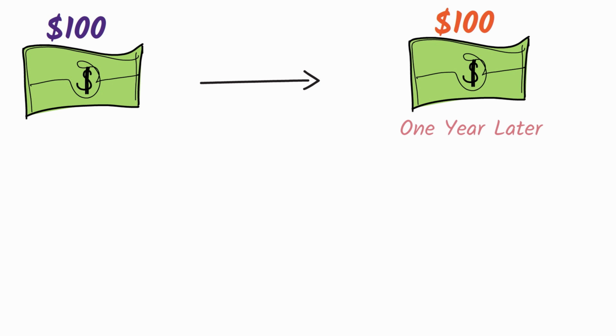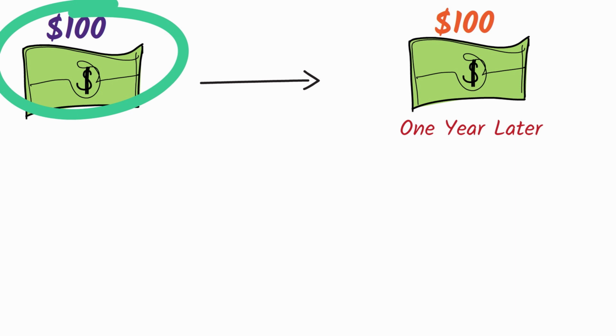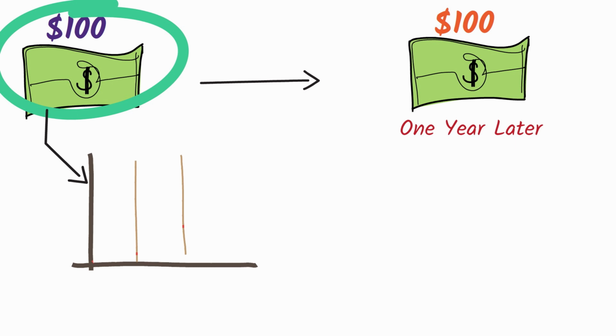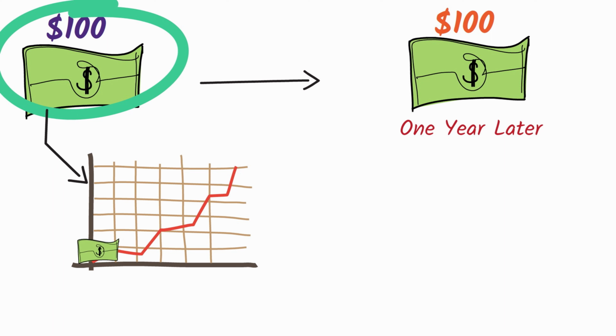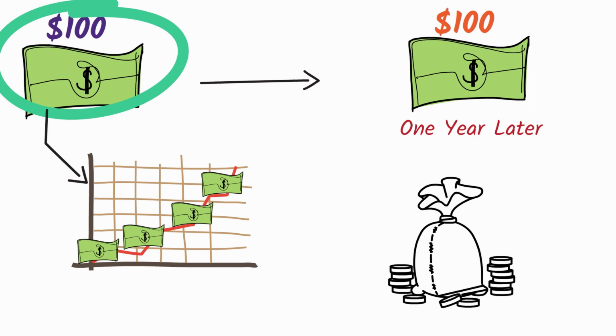Alright, so for example, let's say I offer you $100 today or $100 1 year from now. You would likely choose to receive the $100 today because you could invest it and earn interest over the next year, making the money you receive today worth more than the money you would receive in the future.